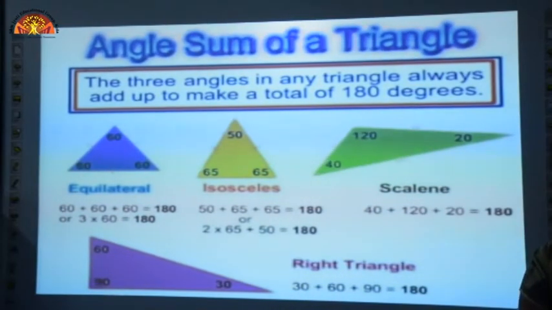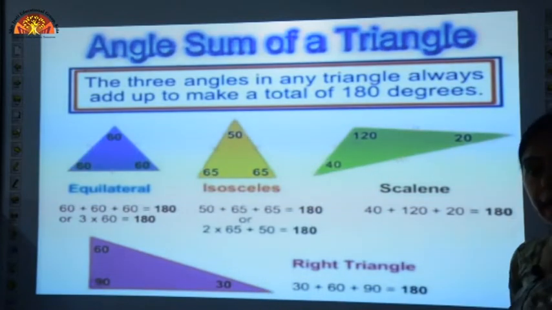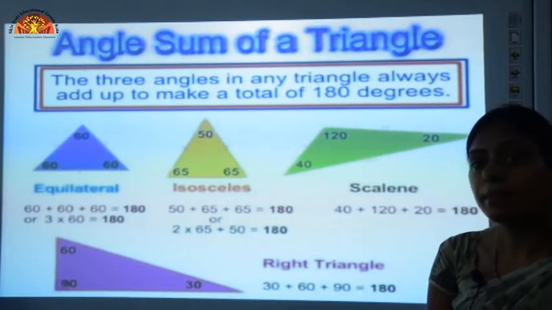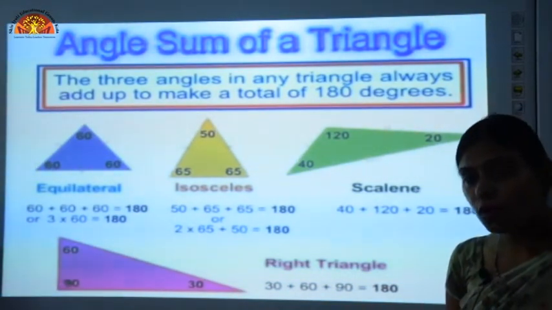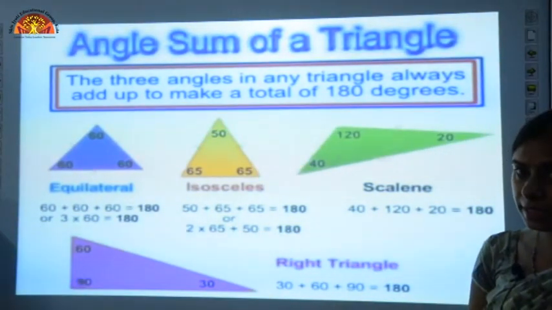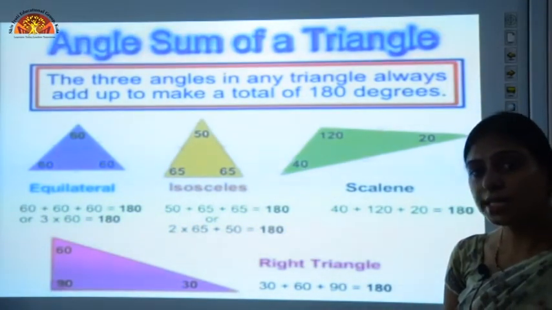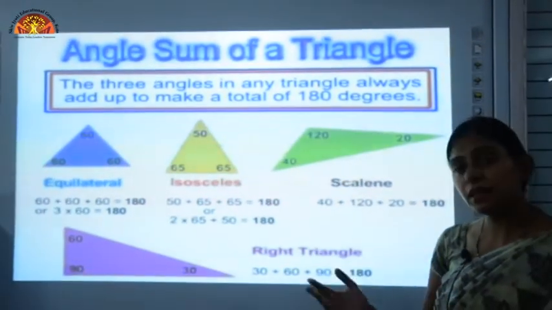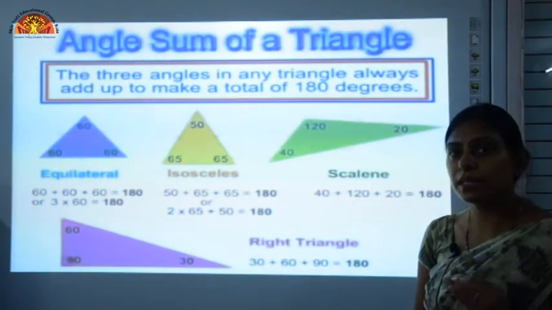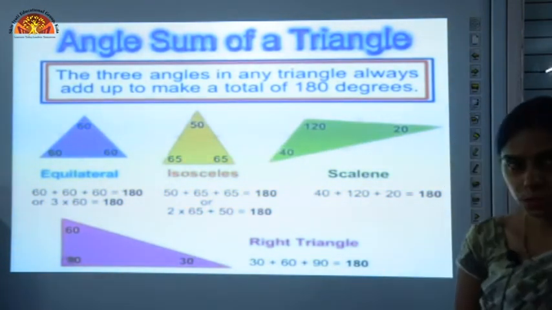Now just see the next property of the triangle, that is angle sum of a triangle or angle sum property of a triangle. In any triangle, the measure of sum of all the angles of a triangle is equals to 180 degree. In any of the triangles, whether it is an equilateral triangle, isosceles triangle, scalene triangle or right angle triangle, measure of all the angles of the triangle is always 180 degree. I will just show you on the board how to do.